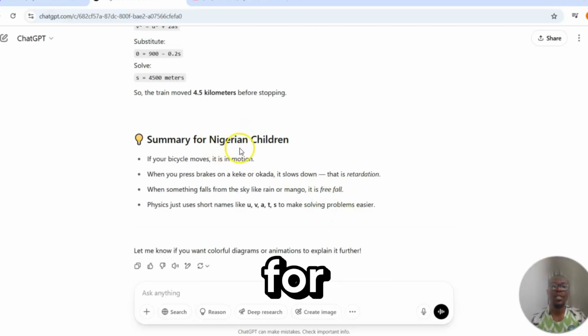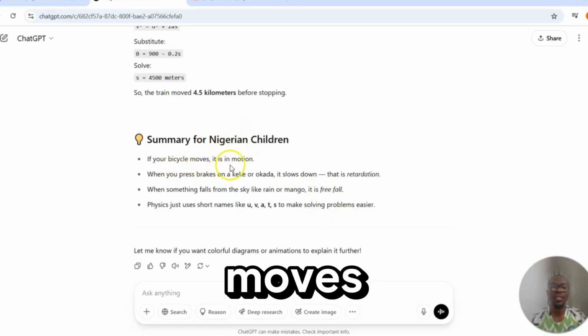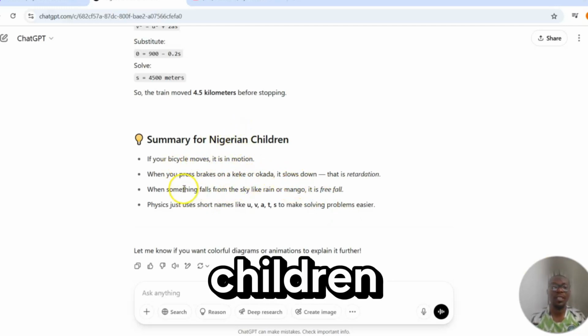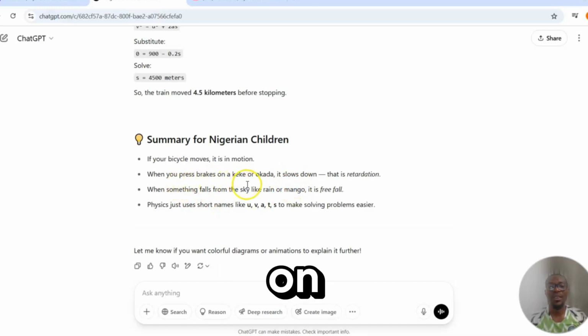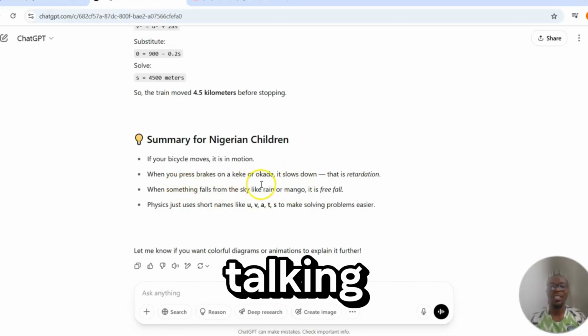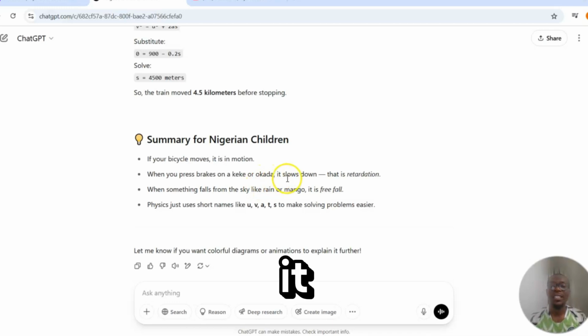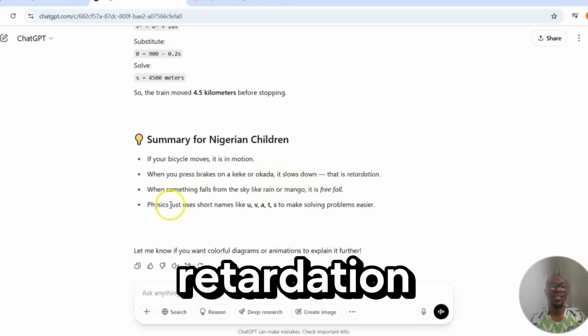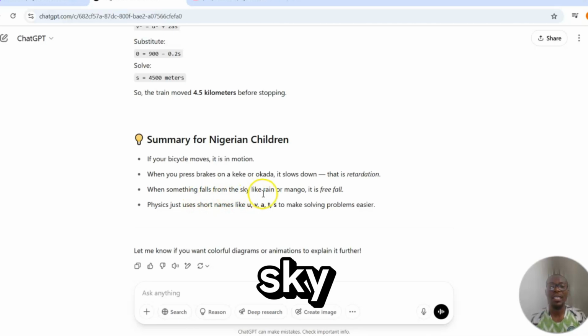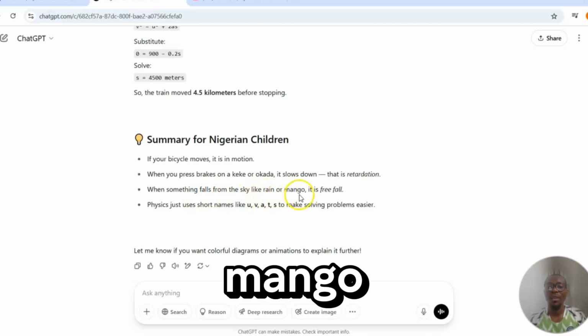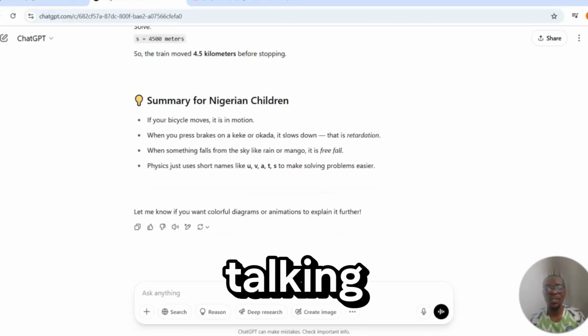Now, summary for Nigerian children. If your bicycle moves, it is motion. This is for Ajebo children. So when you press brakes on a keke or okada, now you are talking, it slows down. That is retardation. When something falls from the sky, like rain or mango, so you can see what we are talking about, right?